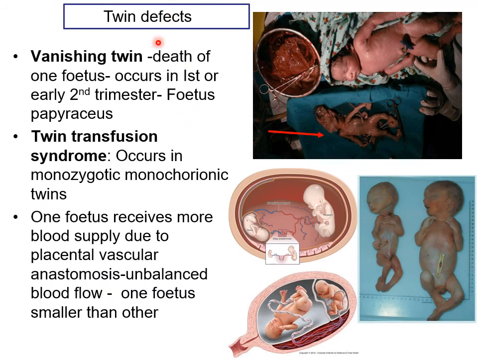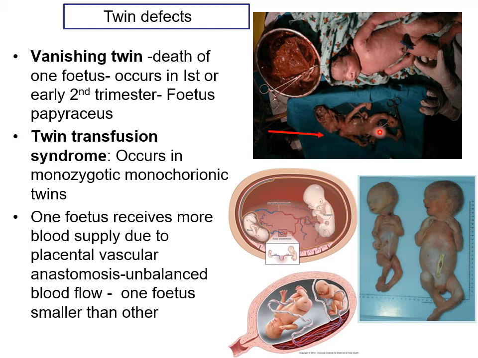Now, let's briefly look at some of the defects associated with twin or multiple pregnancies. Any multiple pregnancy, be it twin or triplets or whatever, is always associated with increased risk to either one or both of the fetuses. One way this can happen is where one fetus gets all the blood supply and nourishment, so it grows larger, and the other one you can see is shrinking and becomes very, very underdeveloped and will eventually die.